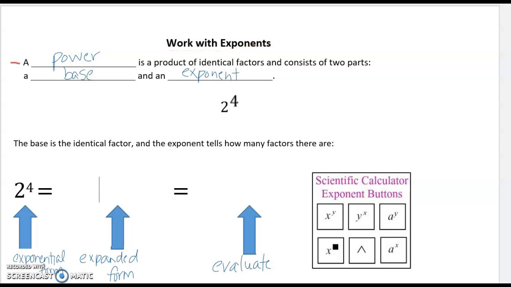So starting at the top here, a power is a product of identical factors and consists of two parts. One part is the base and the other is the exponent. So right here, this 2 is the base. And that means that this 4 up here is the exponent.